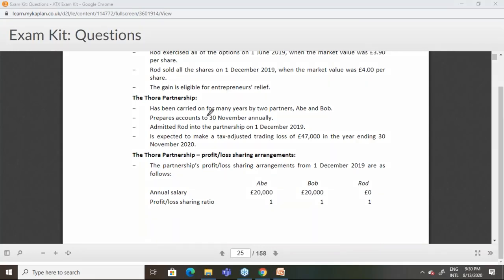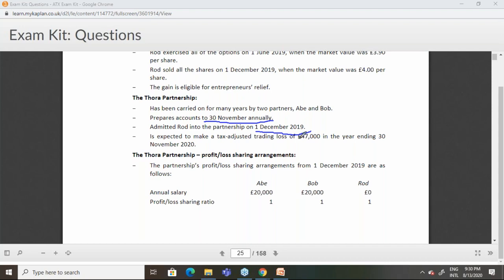But this is important: the Torah partnership has been carried on for many years by two partners, Abe and Bob, but that's not relevant to us because Rod joined the business on the 1st of December 2019. Whether the partnership was in business for many years with two partners is not relevant, because we are supposed to calculate the situation with regard to Rod, who joined the partnership on the 1st of December 2019. Prepare accounts for 30th November annually.